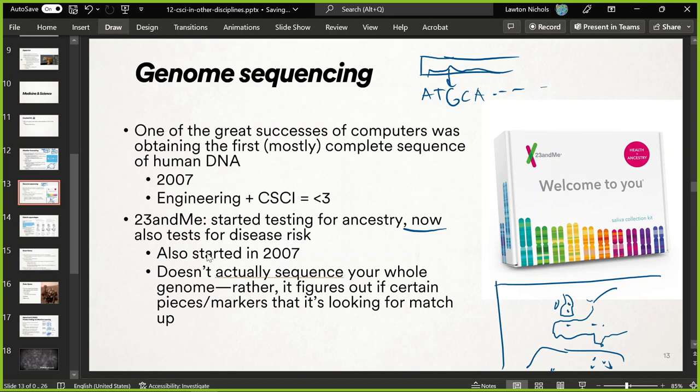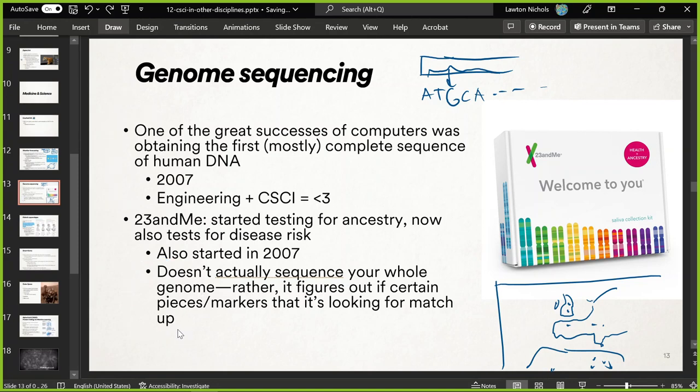And now also they test for diseases, because some diseases are genetically based, right? And so that's another thing that they test for. So they don't sequence your entire genome. That would be a lot of money, and that took a Herculean effort to do it in 2007.